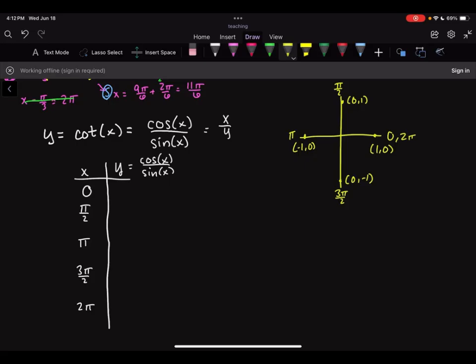For these, remember it's going to be the x value over the y value now. So I get 1 over 0, which is going to give me an undefined value. At pi over 2, I get 0 over 1, which is 0. At pi, I get negative 1 over 0, which is undefined. 3 pi over 2, I get 0 over negative 1, which is 0. And lastly, I get 1 over 0 again, which is undefined.